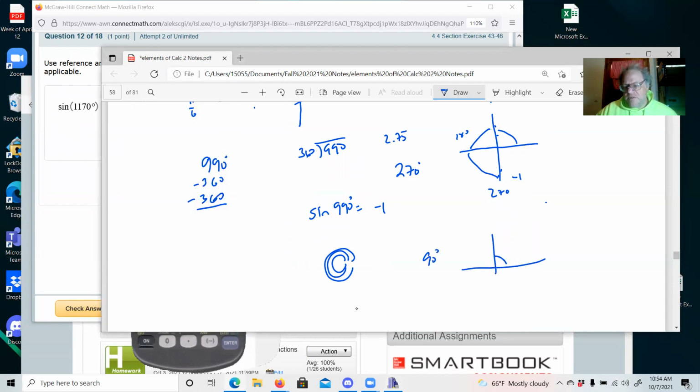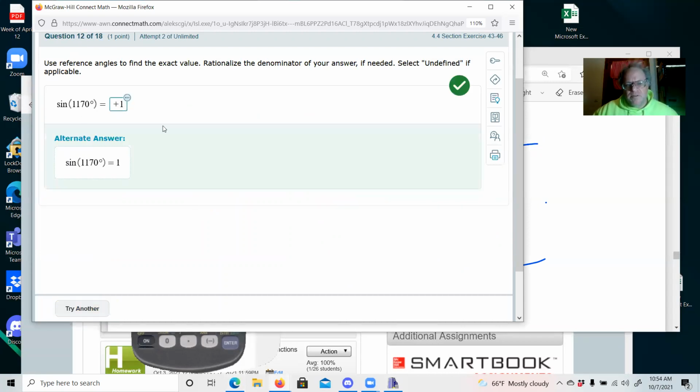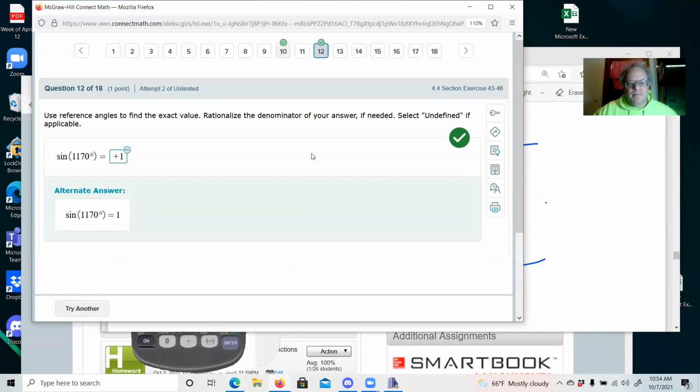So sine of 90 degrees, the vertical distance, it's +1. Okay, so in this case, +1. Okay, hopefully you guys get different angles so you don't have to do it. Okay, so there we go.